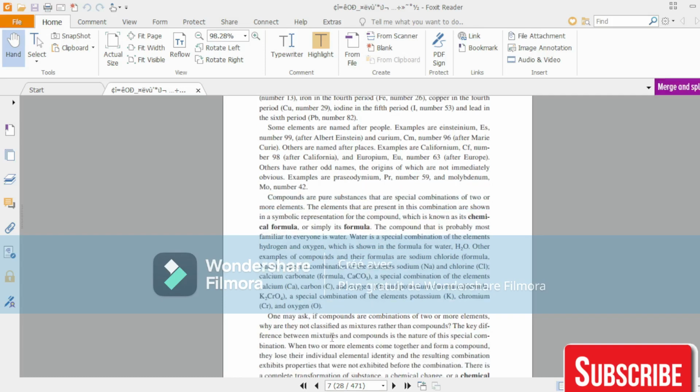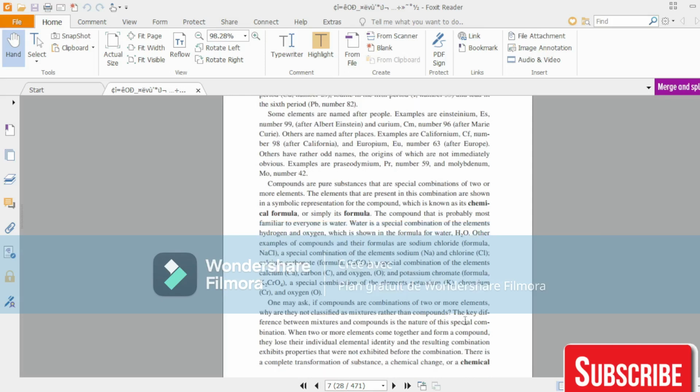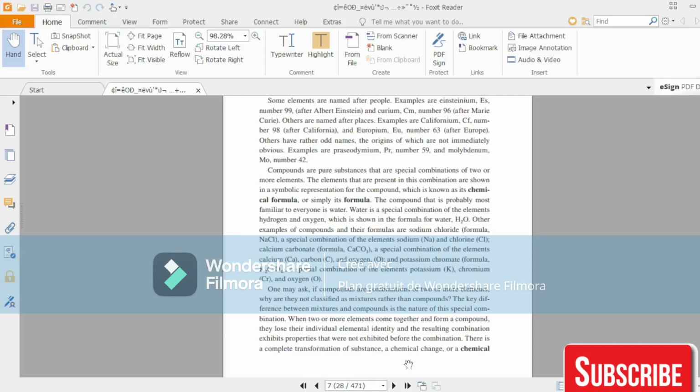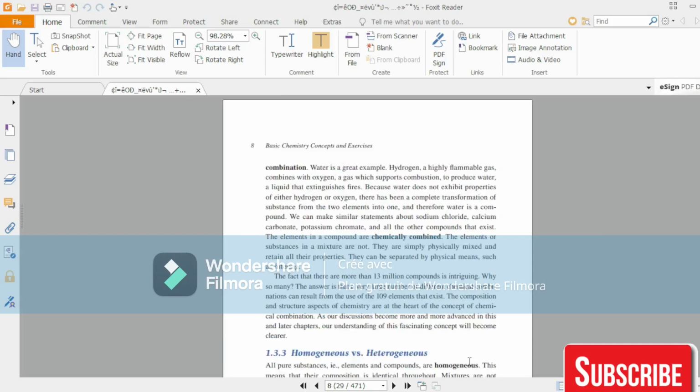One may ask, if compounds are combinations of two or more elements, why are they not classified as mixtures rather than compounds? The key difference between mixtures and compounds is the nature of this special combination. When two or more elements come together and form a compound, they lose their individual elemental identity, and the resulting combination exhibits properties that were not exhibited before the combination. There is a complete transformation of substance, a chemical change, or a chemical combination.